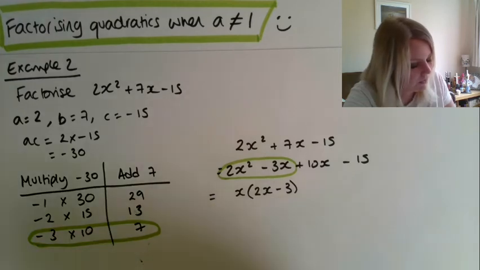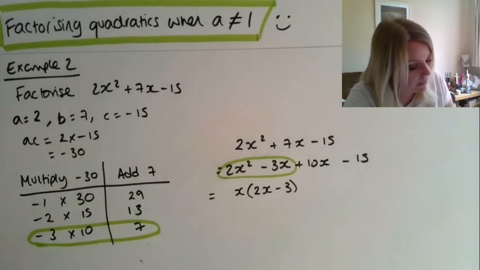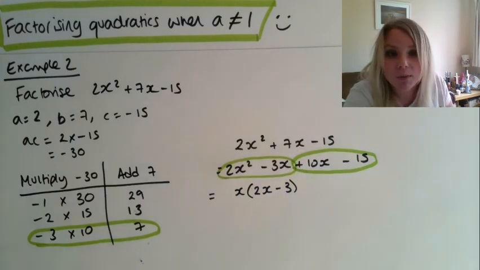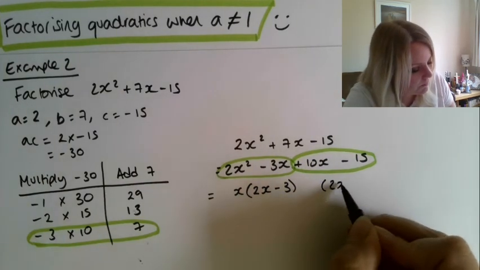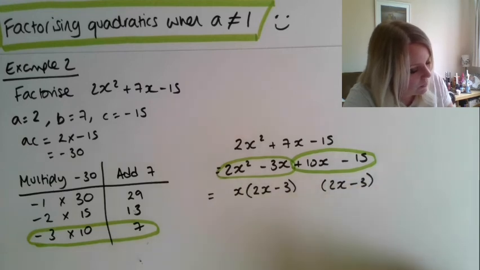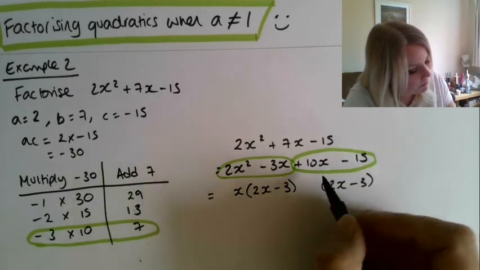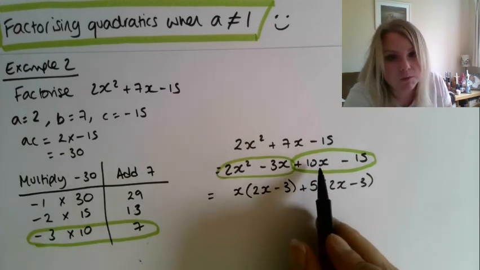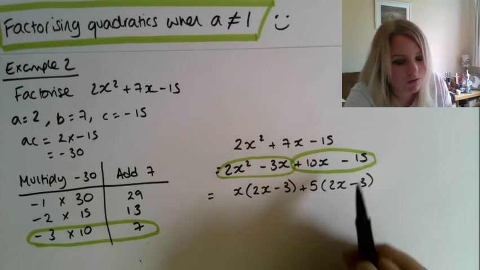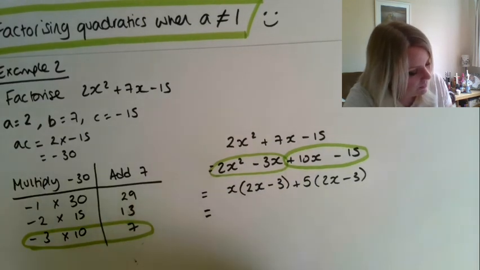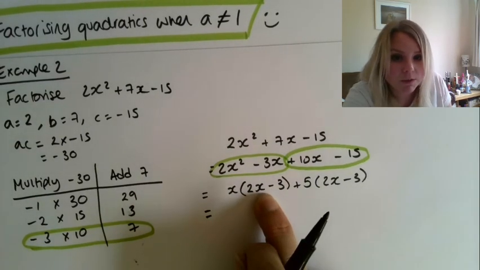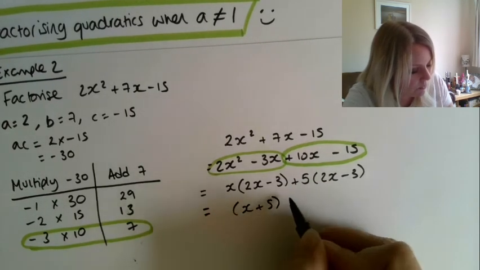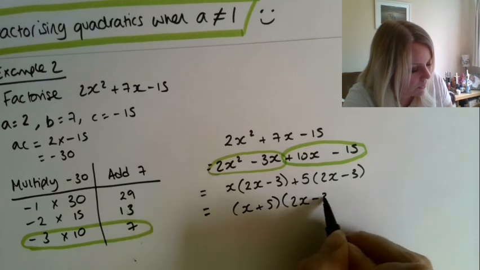And then with the second two terms, remember to include the sign, we know our bracket has to be 2x minus 3. So then what does 2x have to be multiplied by to give us plus 10x? So 5 multiplied by 2x gives me 10x, 5 multiplied by minus 3 gives me minus 15. So 2x minus 3 is now our common term that we can bring out, and it leaves us with x plus 5. So our two brackets are x plus 5 and 2x minus 3.